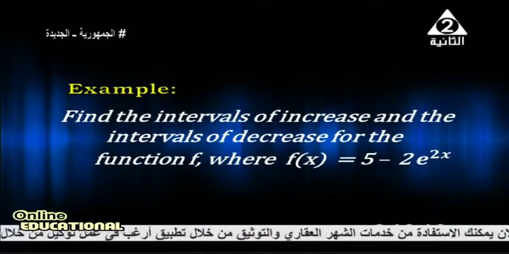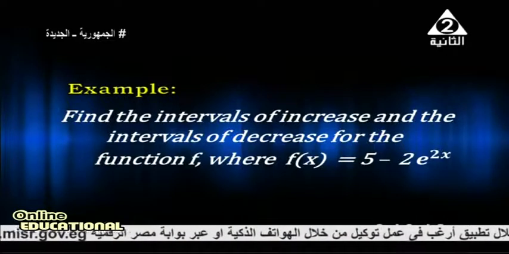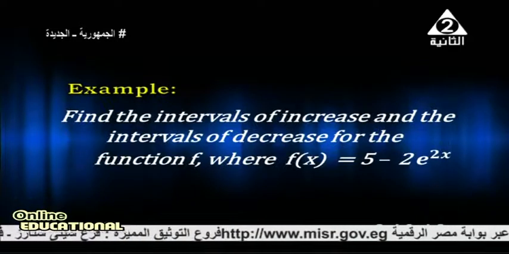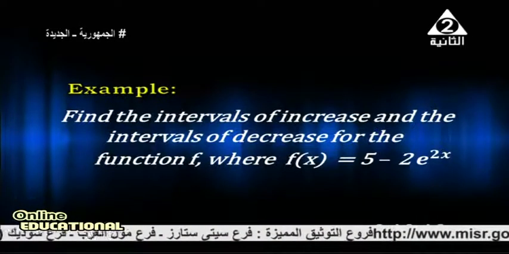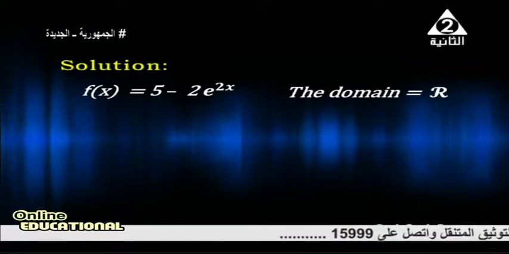Another example. Find the intervals of increase and the intervals of decrease for the function f, where f(x) = 5 − 2e^(2x). We have f(x) = 5 − 2e^(2x), and the domain of this function is the real numbers R.